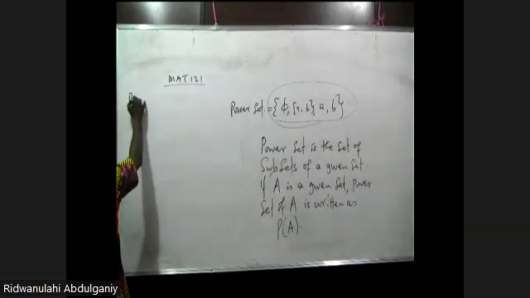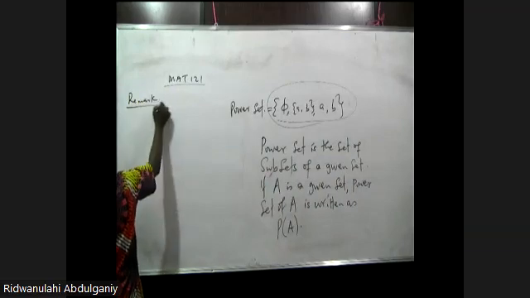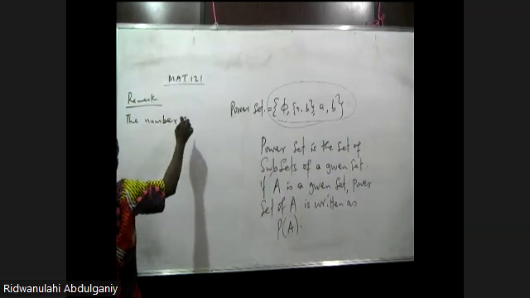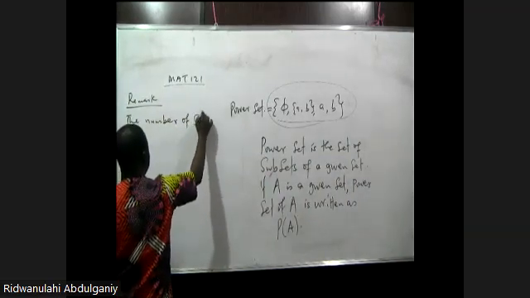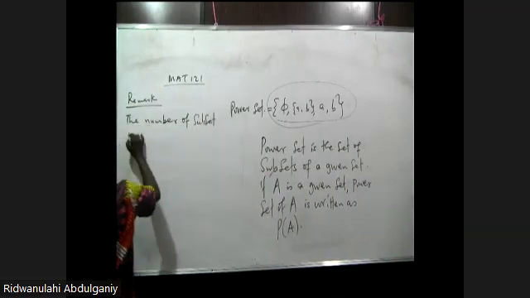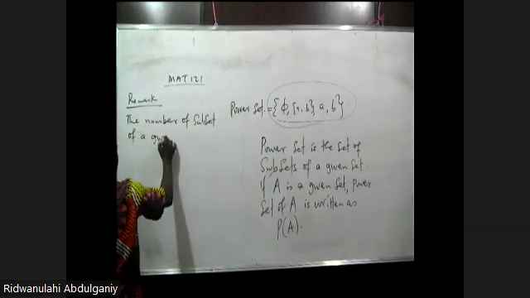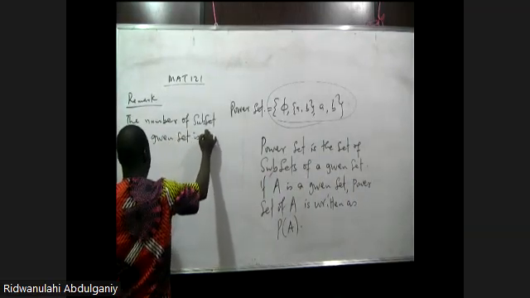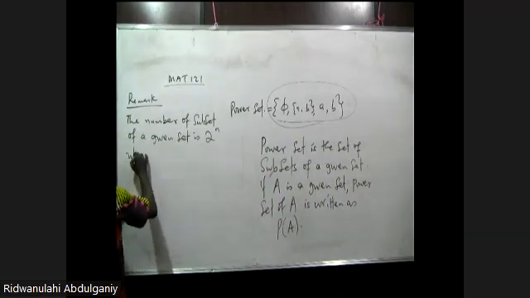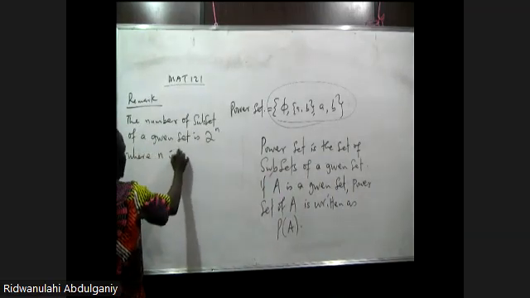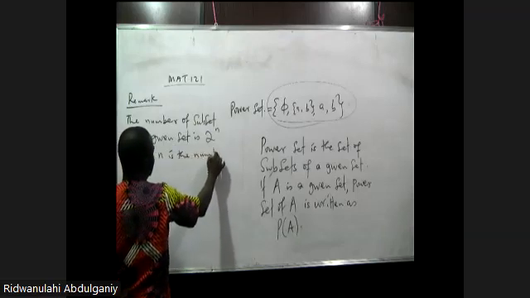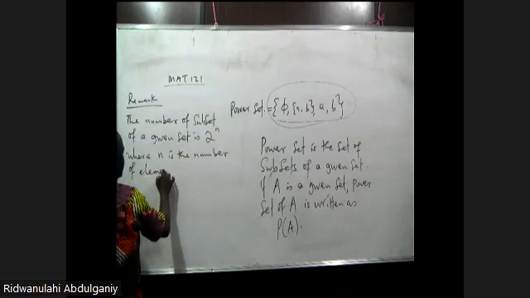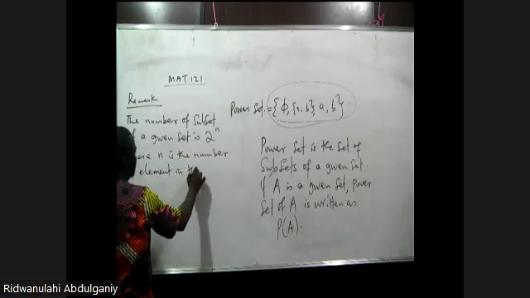Remark that the number of subsets of a given set is 2 raised to power n, where n is the number of elements in the given set.